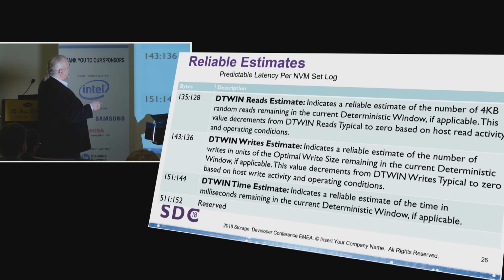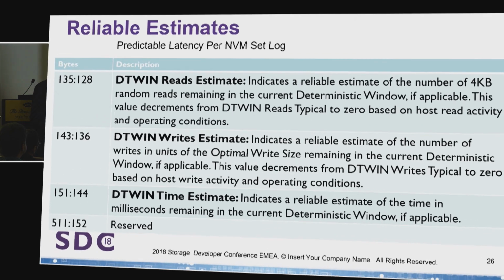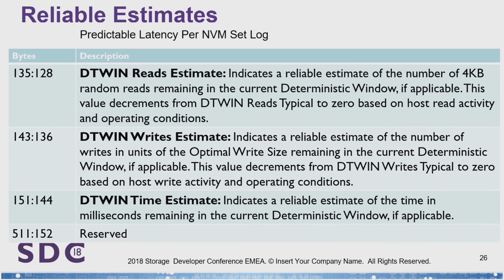And these are the DT win reads estimate, DT win write estimate, and DT win time estimate. And when we say reliable estimates, it's really up to you to figure out for your drive how you best implement these, right? What is the algorithm for the actual numbers that you put in this? It's up to you. We didn't want to get too specific in the host. We wanted the innovation to happen in a vendor-specific way. So that's why this stuff is kind of vague at the front. But if you have trouble when you're starting to implement this, you know, send me an email. I'd be happy to step you through it.